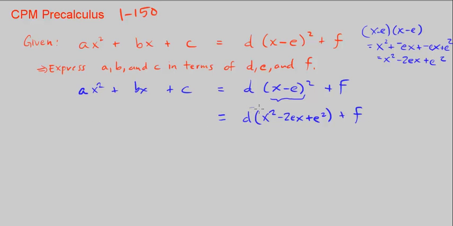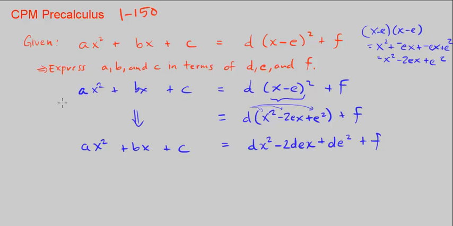Now I'm going to distribute d, so I'm going to multiply d in. That's going to be dx squared minus d times 2e, so 2dex. The order doesn't matter, but I'm going to put it in alphabetical order because that looks nice. Plus d times e squared is de squared. And on the outside we still have plus f. So now that's equal to ax squared plus bx plus c. I'm just bringing that down.